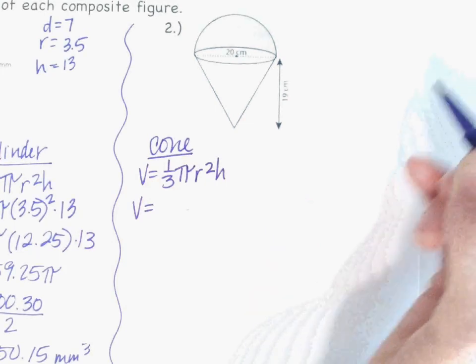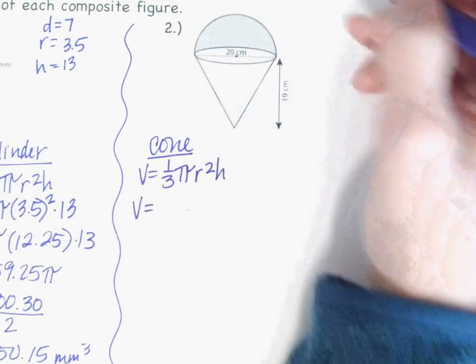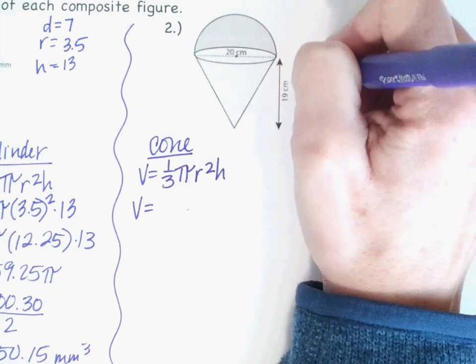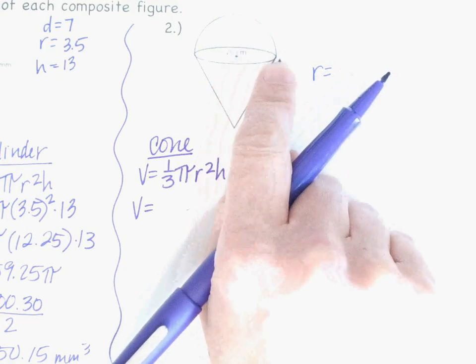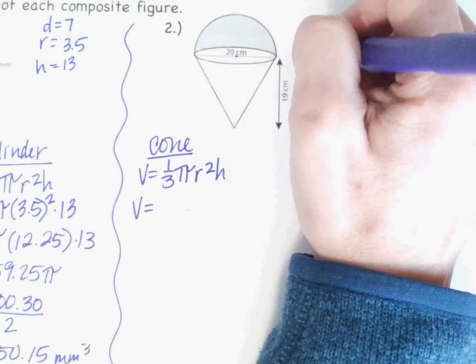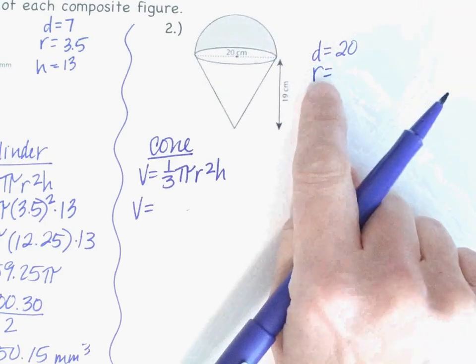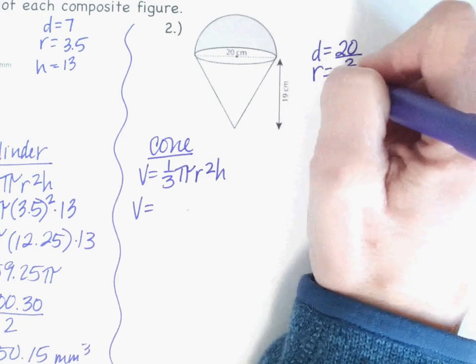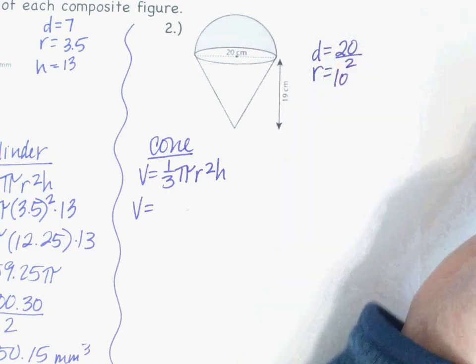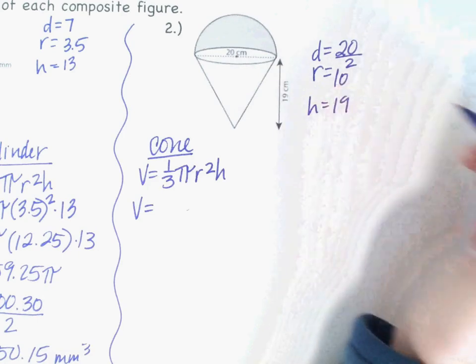The next thing I'm going to do is find the values of the radius and the height. So for my cone, I'm going to look for the radius. Remember, it's the center to the outer edge. The radius is not given to me, but the diameter is given to me. The diameter is 20. Okay? Remember that the radius is half that. So I can always just take that, divide by 2. My radius is 10. My height is 19.